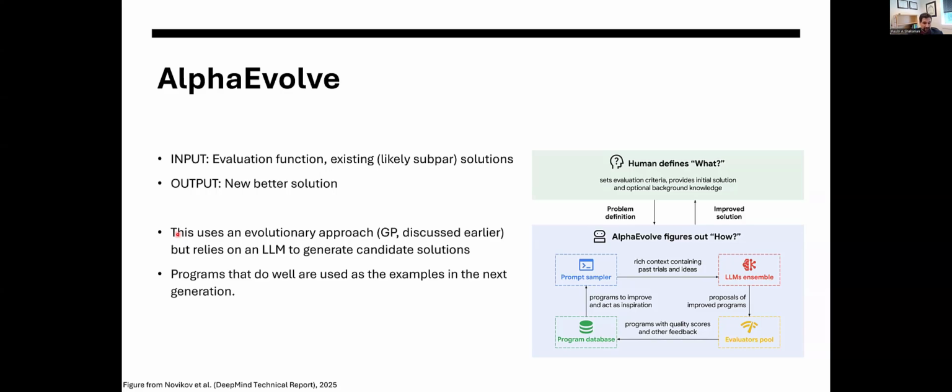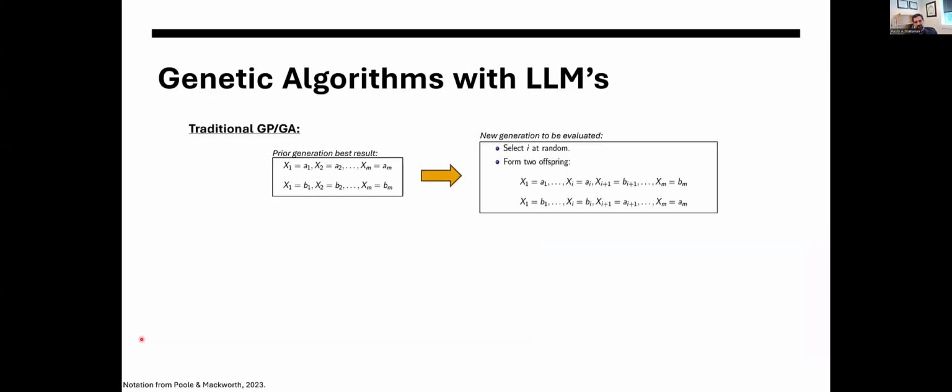So this uses an evolutionary approach, but here we rely on the large language model to generate candidate solutions. Just the way the last two papers used an RNN to generate candidate solutions, here we're using a language model. Now, this is a much more general problem than symbolic regression, but what you don't get that you got with symbolic regression is these nice closed form equations. You actually get code, which of course can be much longer and more difficult to understand.